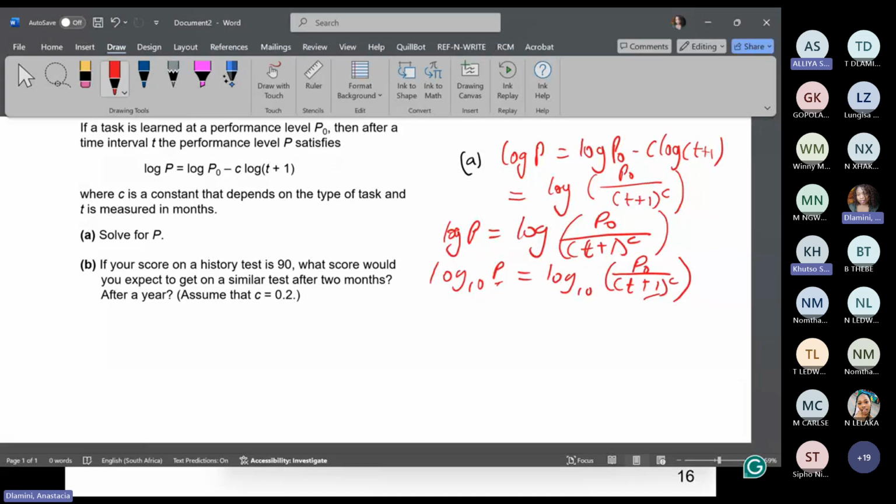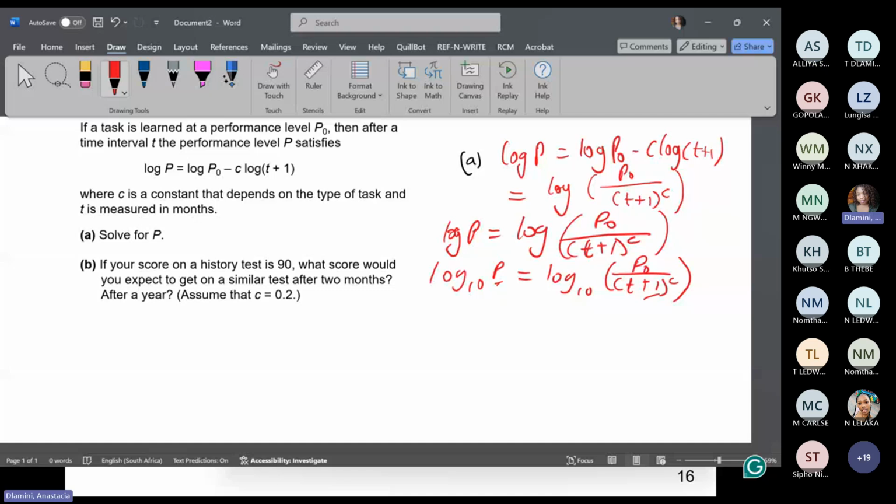Ma'am, can we not write it as 10 to the power of log P? Yes, you can. You can write it like that. Why are you writing it like that? Because base 10 is applied on both sides to remove the logarithms.